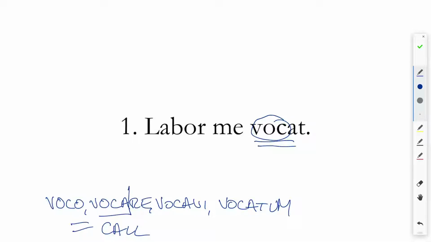And you can see here the present stem, vocat, is present here. By adding this T on the end, it means it's a third person singular. Present, active indicative. He, she, or it calls. And who is the he, she, or it that is calling? In this case, it is labor, work. Work calls me. Notice the word order in Latin doesn't make a difference. They will regularly put the verb at the end. Work calls me.